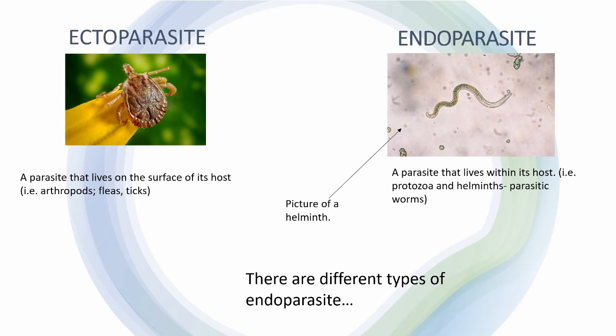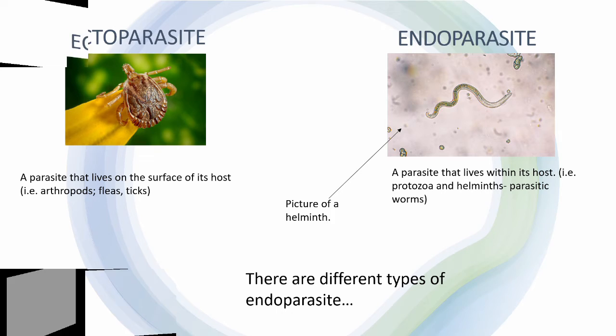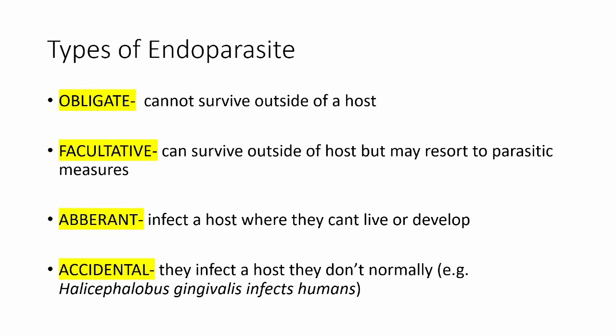There are different types of endoparasite based upon the host they've infected and their ability to survive there. For example, an obligate parasite relies heavily upon a host to be able to reproduce and complete its life cycle, but a facultative parasite doesn't entirely rely on its host to complete its life cycle, but may opt to be parasitic in certain conditions.